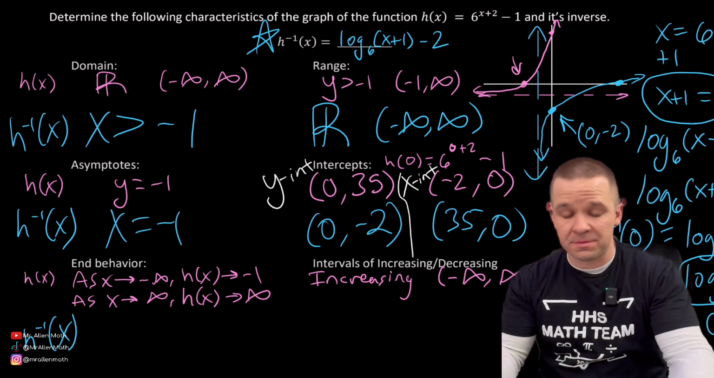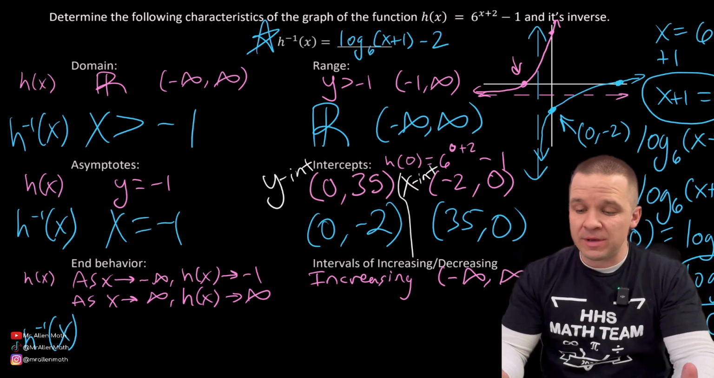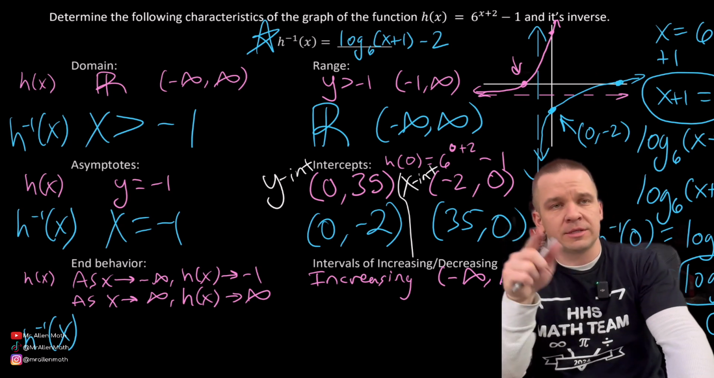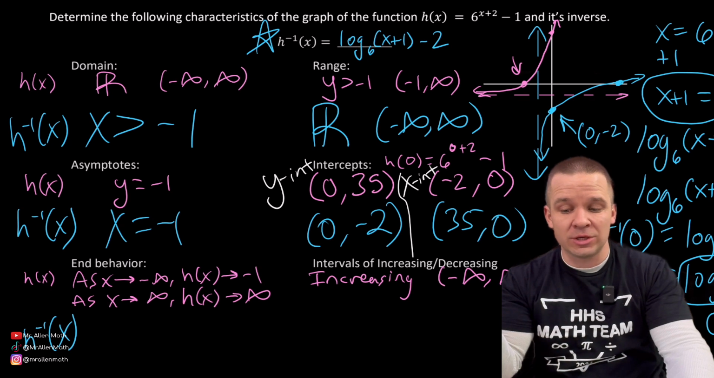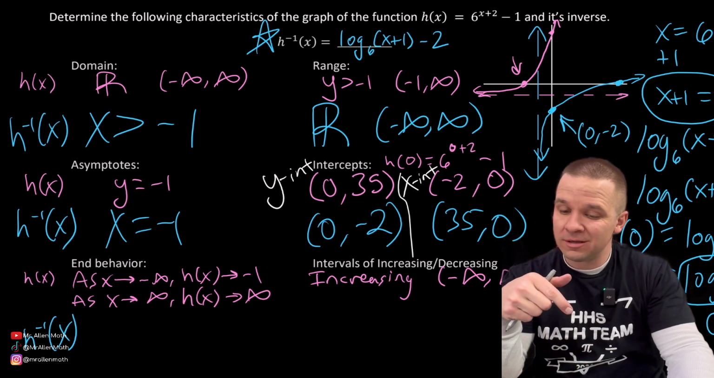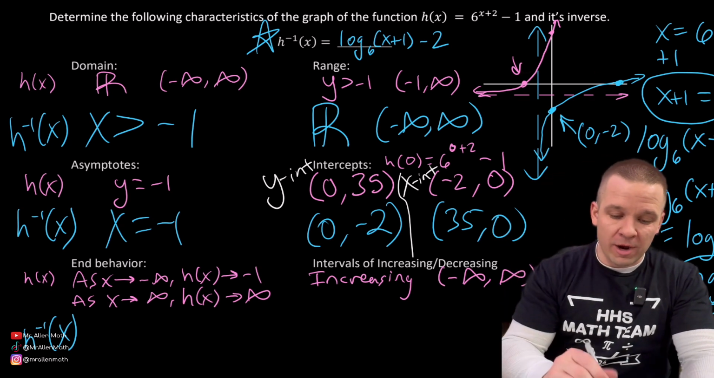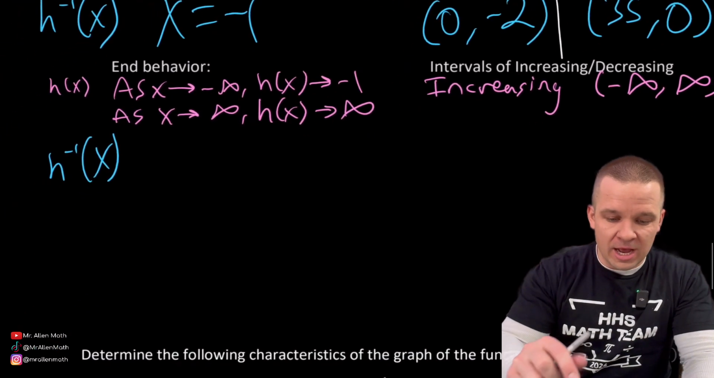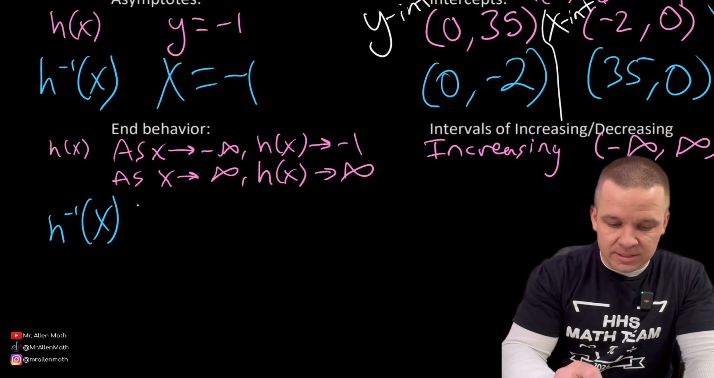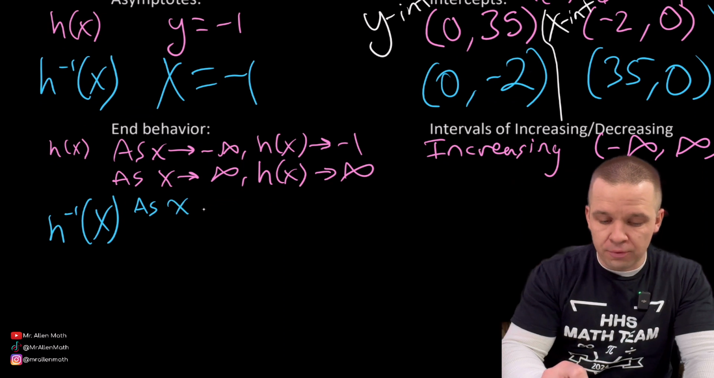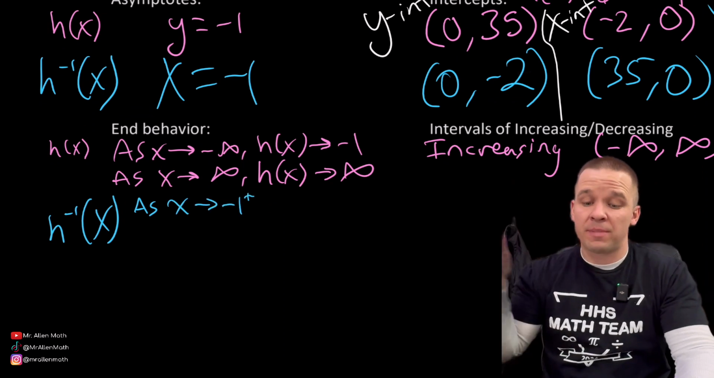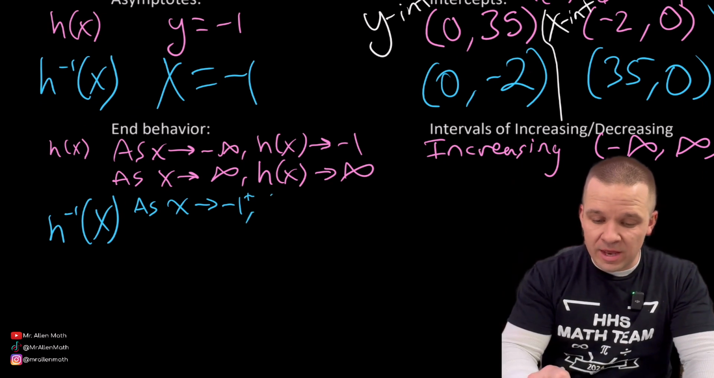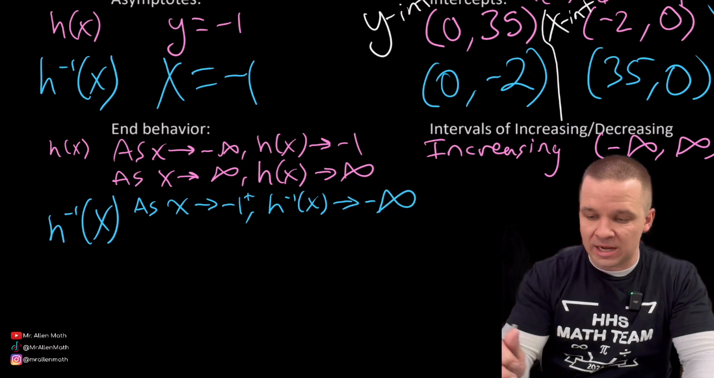Took care of the intercepts. Awesome. We could skip that now. End behavior. So here's what's interesting with logs and end behavior. It doesn't go to negative infinity for this one, right? It gets infinitely close to -1, doesn't keep going. So when we write our end behavior here, we're going to have as x approaches -1 from the right-hand side, because we're coming from the positive direction, then h inverse of x is going to, it was going down, so negative infinity, right?